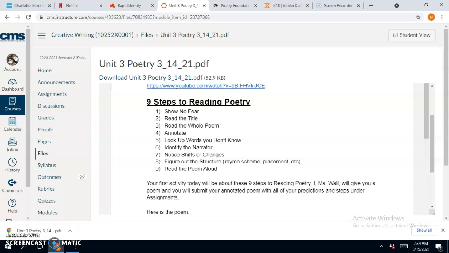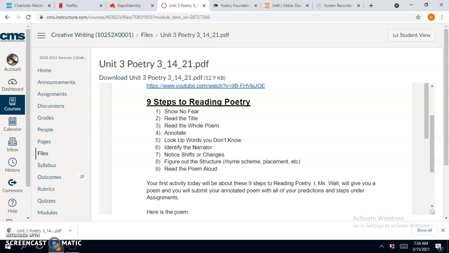This teacher says that students should come into it showing no fear, meaning forget what you heard, just find the poetry. Accept that you're about to do poetry. Number 2, read the title. Just like if you were doing reading comprehension, always read the title. You don't have to go into making a prediction yet, but it's good to hear that title over and over again. Just think about it.